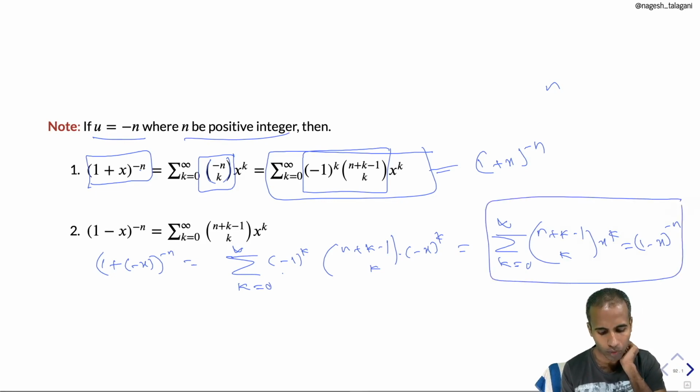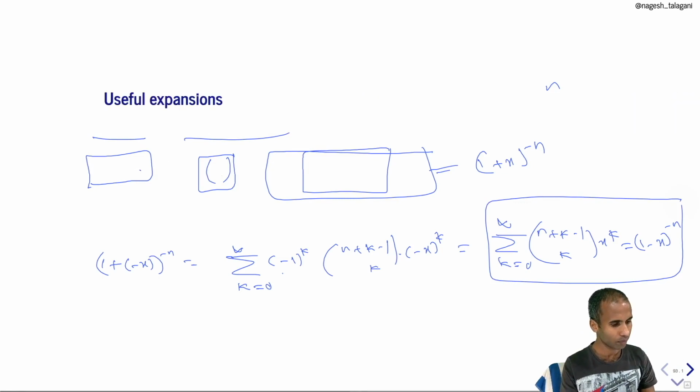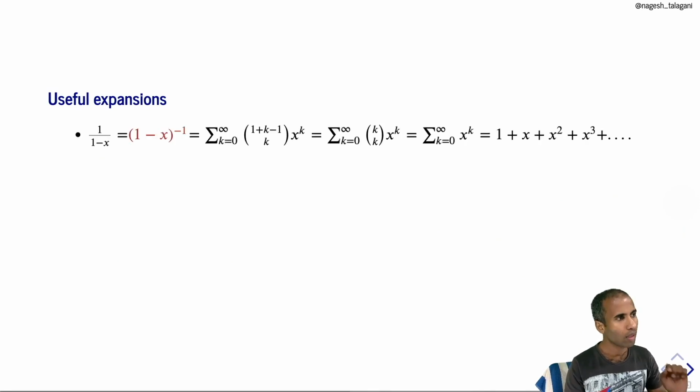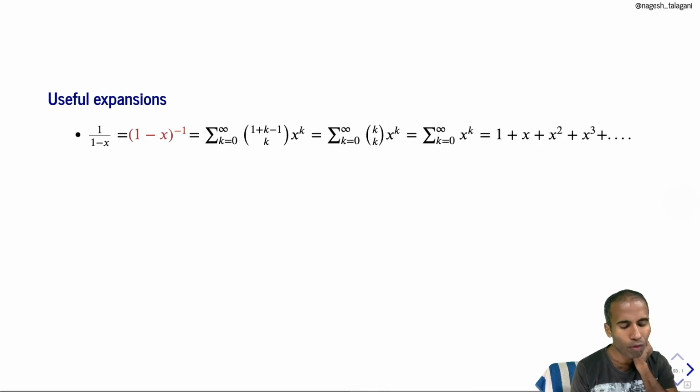Next, some useful expansions of 1 by 1 minus x. 1 by 1 minus x, first we can write as 1 minus x whole to the power of minus 1. So this looks like 1 minus x whole to the power of minus n, where n equals 1.